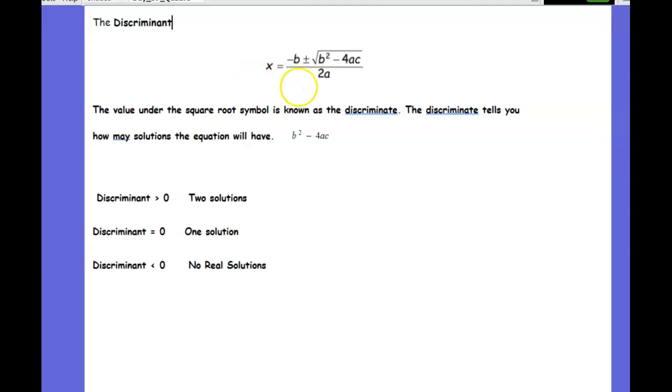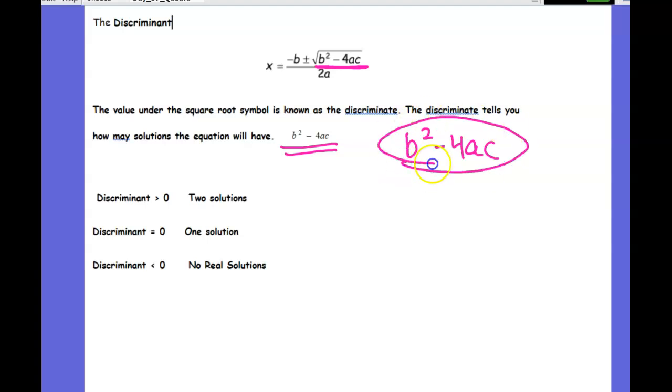Okay, and the discriminant is known as, right here, just b squared minus 4ac. What's underneath that radical sign? Okay, so if that value right here is greater than 0, you're going to have 2 solutions. If it's equal to 0, you have 1 solution. And if it's less than 0, we know we can't take the square root of a negative number, so that's when we have no real solutions.